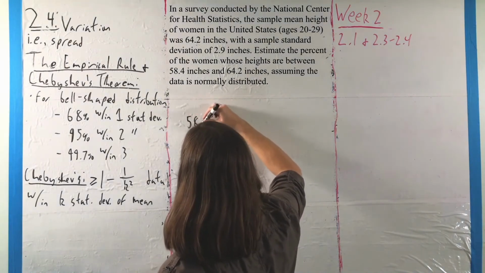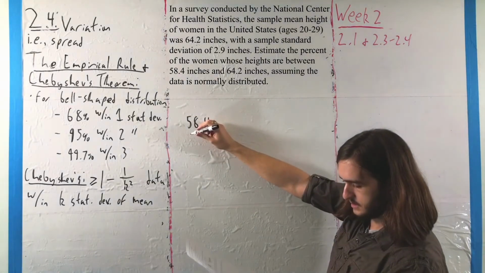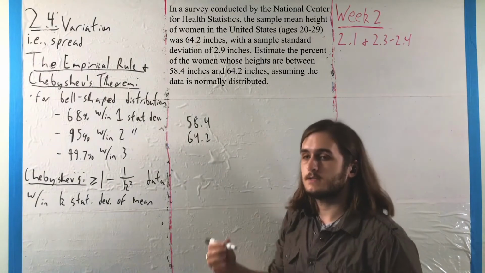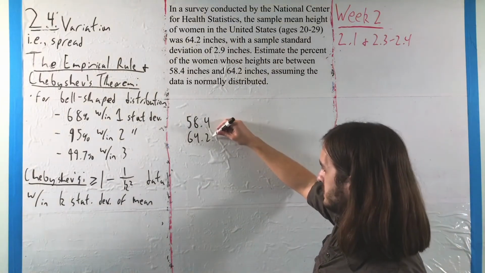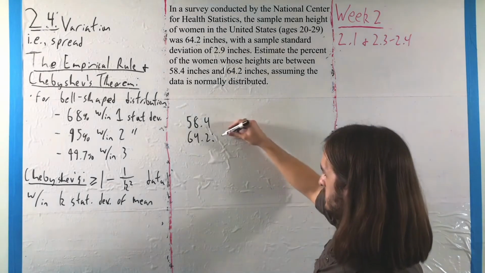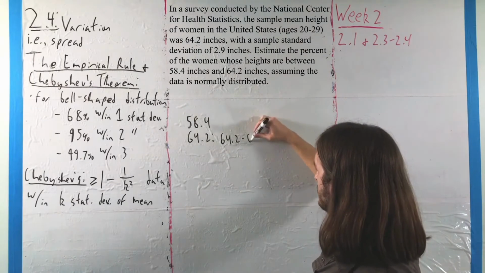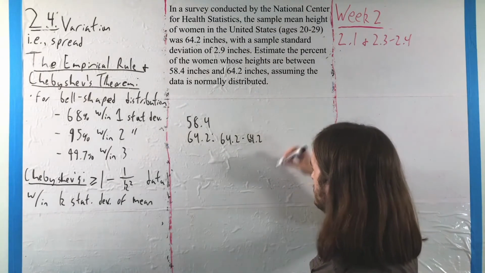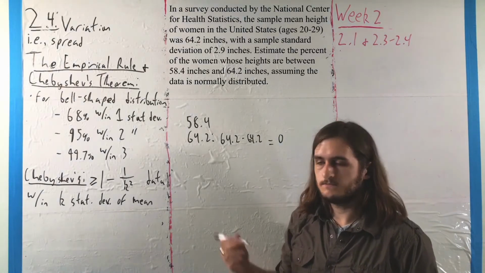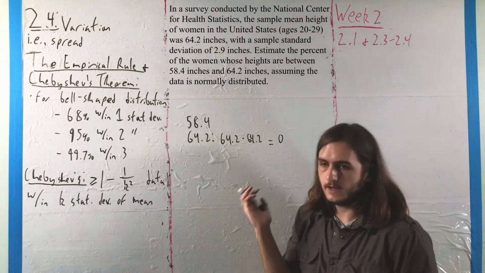58.4 inches and 64.2 inches in terms of distance from the mean, where 64.2 is not that complicated, as the distance from 64.2 to 64.2 just ends up being 0. So we're not moving very far. If you want to think about this in terms of a distribution, we're landing right at the mean.